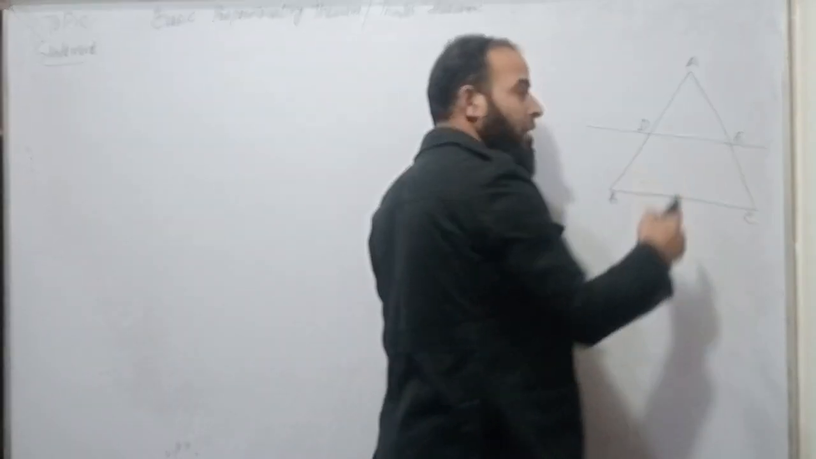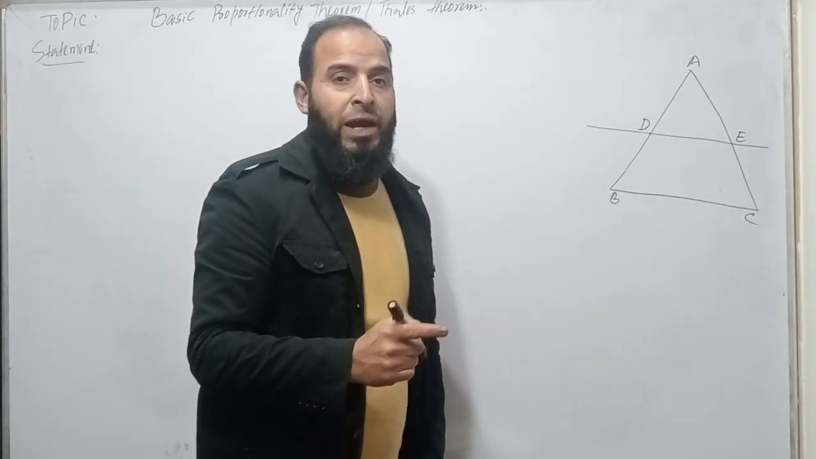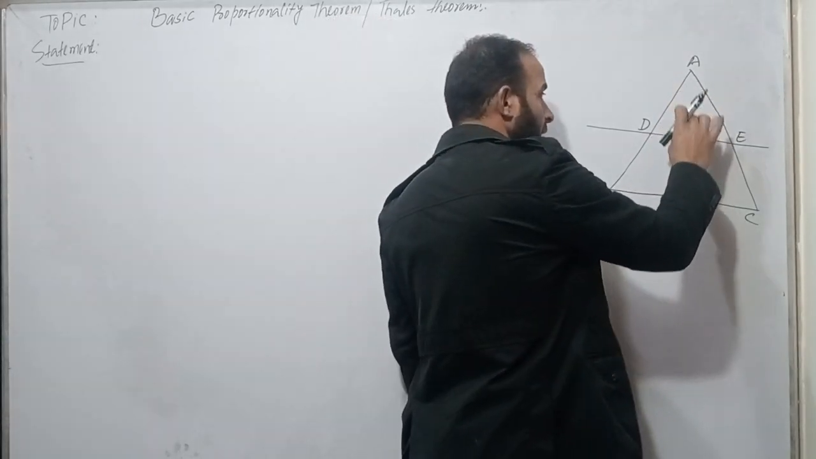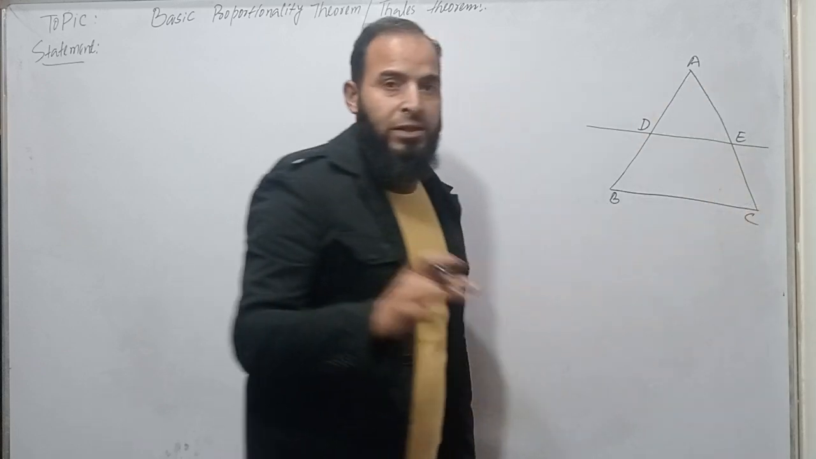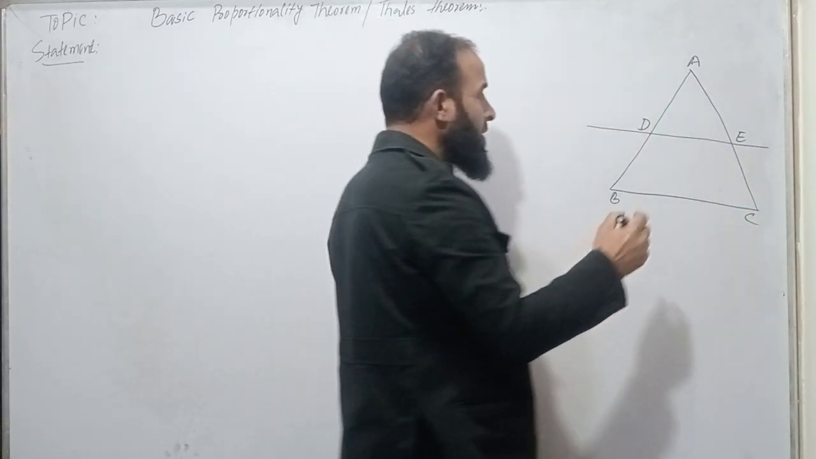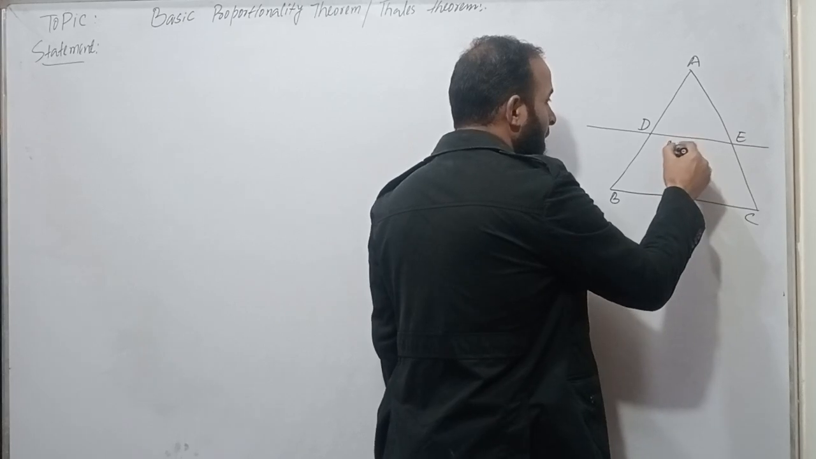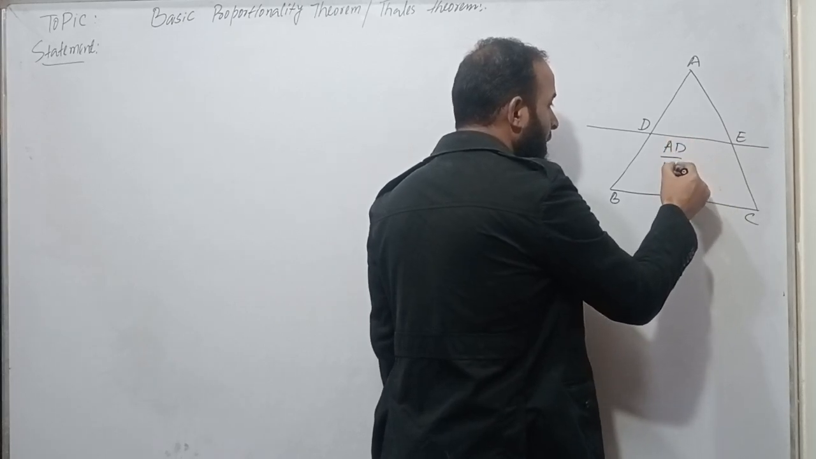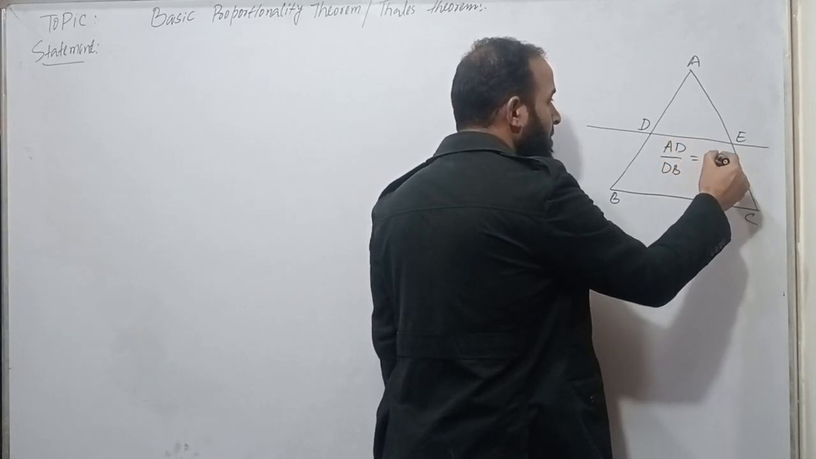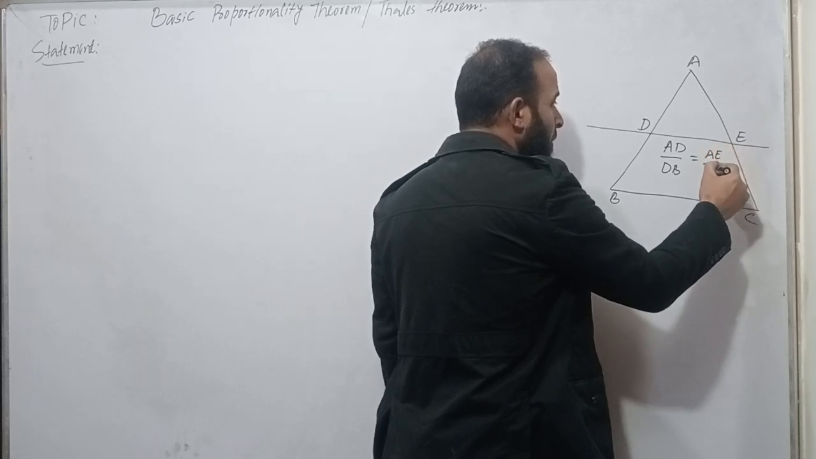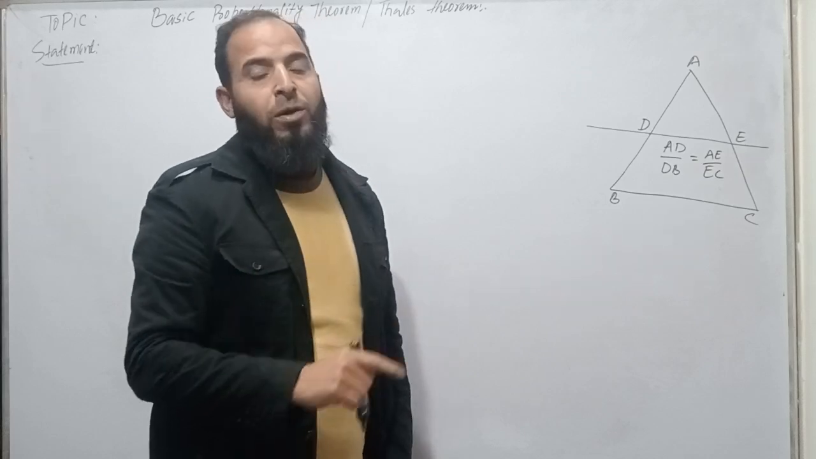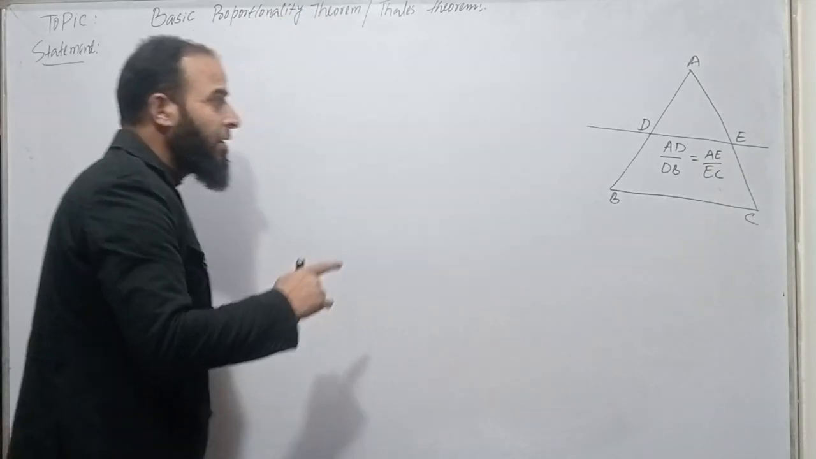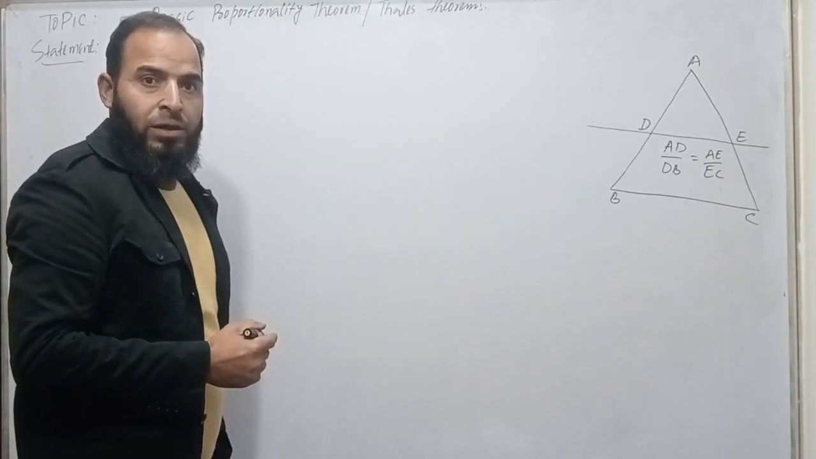Then what the theorem says is that this line will divide these two sides in the same ratio. That means what we have to prove? We have to prove AD over DB is equal to AE over EC. This is the statement of the theorem. Now let's write what it states.